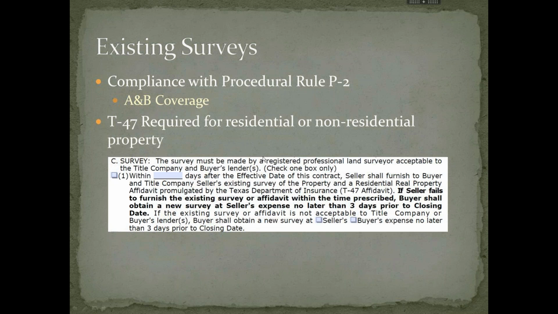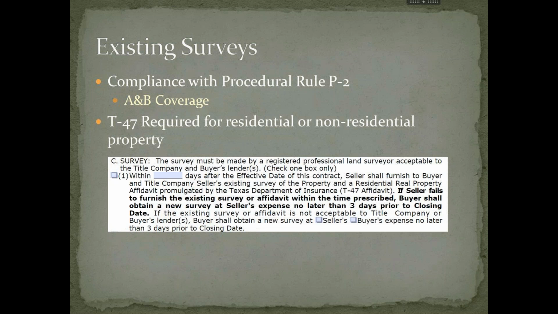And if the seller fails to furnish either of those pieces of information within the time prescribed, the time being this many days after the effective date of the contract, the buyer shall obtain a new survey at seller's expense no later than 3 days prior to closing date. So a couple pieces of information there. If you have an existing survey, but the seller never furnishes a T47 affidavit, and it elapses past the number of days allowed that they've negotiated in this contract, then the seller may well have just paid for a new survey at the buyer's expense.